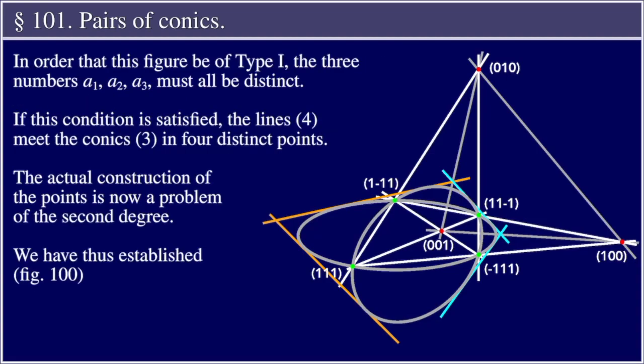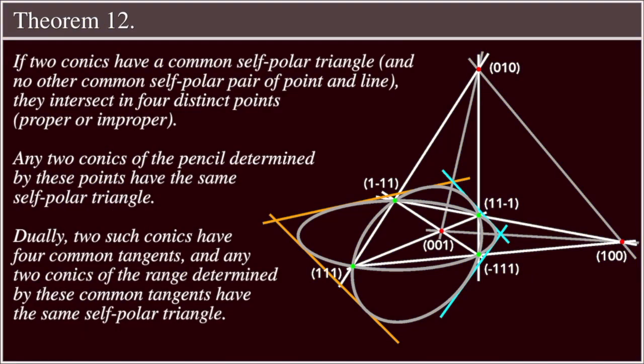In order that this figure be of type 1, the three numbers a1, a2, a3 must all be distinct. If this condition is satisfied, the lines 4 meet the conics 3 in 4 distinct points. The actual construction of the points is now a problem of the second degree. We have thus established figure 100. Theorem 12. If two conics have a common self-polar triangle and no other common self-polar pair of point and line, they intersect in 4 distinct points, proper or improper.